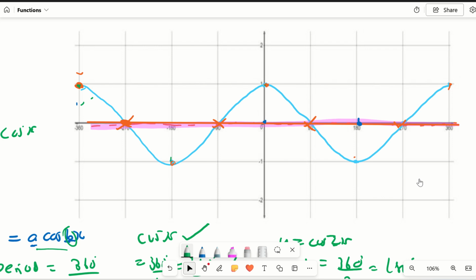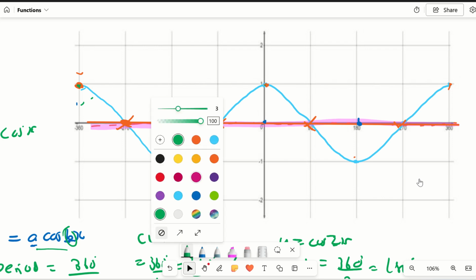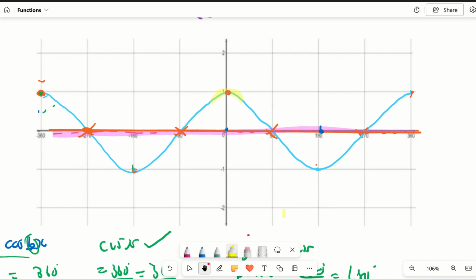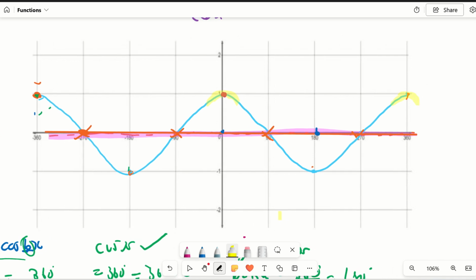A period is essentially the distance between repeating points. For example, look at this point here. This is the point where the graph turns like this. It's a maximum point, the maximum turning point of the graph. The next maximum turning point is here. The graph turns again here.